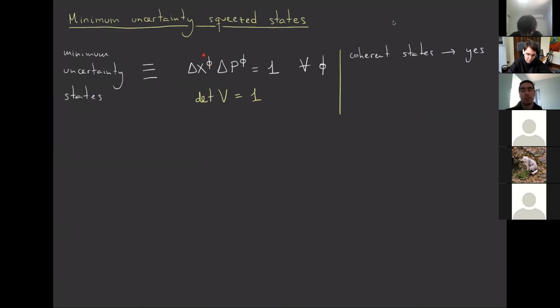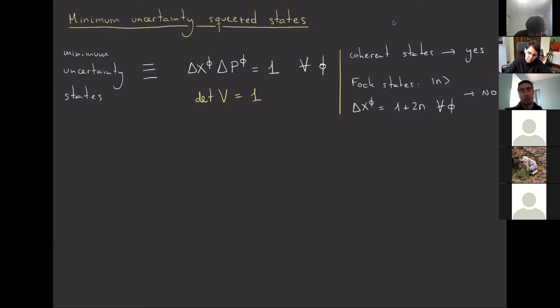But what about Fock states? So a generic Fock state n, you can check by yourself, it's a very easy calculation, that for any quadrature, the uncertainty is equal to 1 plus 2n, okay? This is for all phi. And this automatically means that they are not minimum uncertainty states, because if you take a pair delta x and delta p, and you multiply the uncertainties, the multiplication is (1 plus 2n) squared, which is larger than 1, not equal to 1.